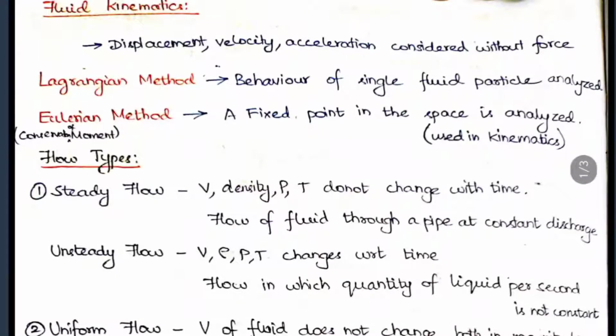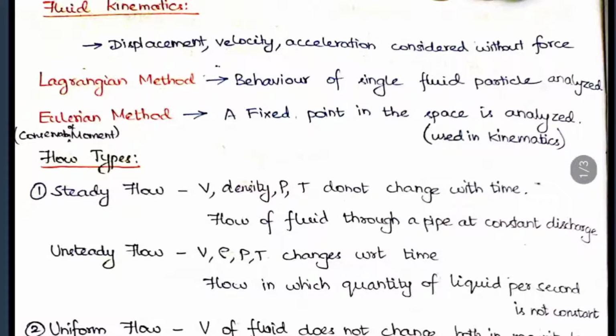And then we can see some flow types, that is the basics of this fluid kinematics. So the first flow type here is steady flow and unsteady flow. Okay, so these questions they have asked several times in the exams. So steady, unsteady and uniform, non-uniform, these four are very important, and the example is also very important because the example and the definition they have asked several times.